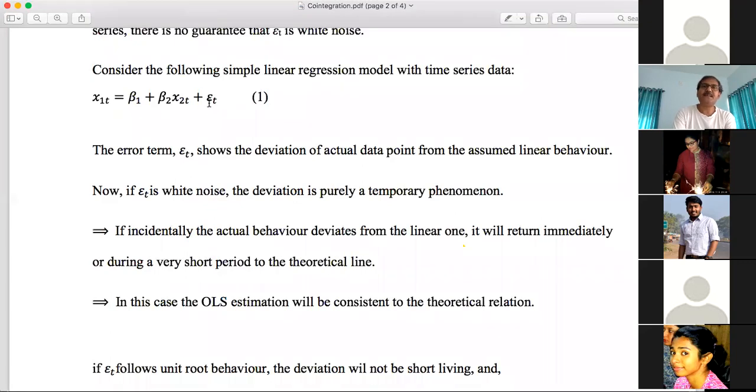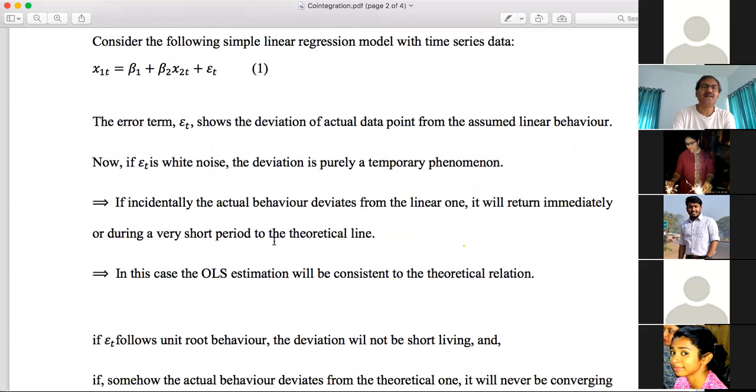So if epsilon t, or the error, is random, then the deviation of the actual situation from the theoretical one will be purely temporary, and we can deal with the theoretical relationship with this kind of specification. In that case, OLS estimation will be consistent to the theoretical relation. So OLS estimation will be consistent only when the random error epsilon t is white noise. Clear up to this point?